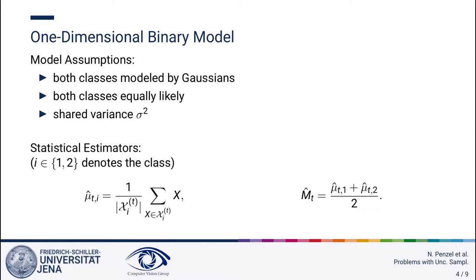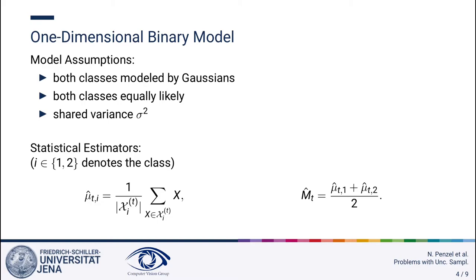We have two mean estimators, one for each class, which is basically the arithmetic mean of all points drawn from this class, which is also the maximum likelihood estimator for Gaussians. And we have the estimator for the decision boundary, which, given our assumptions, is just the middle point between both estimates of the means in a certain time step. In a certain time step, we now select some example, add it to either of the two classes, and then use our estimators again to update our model.